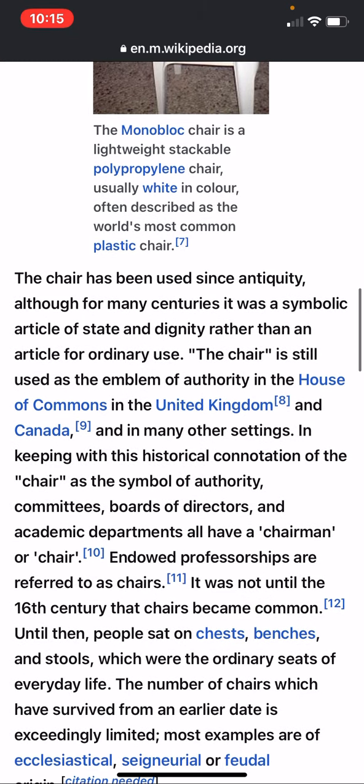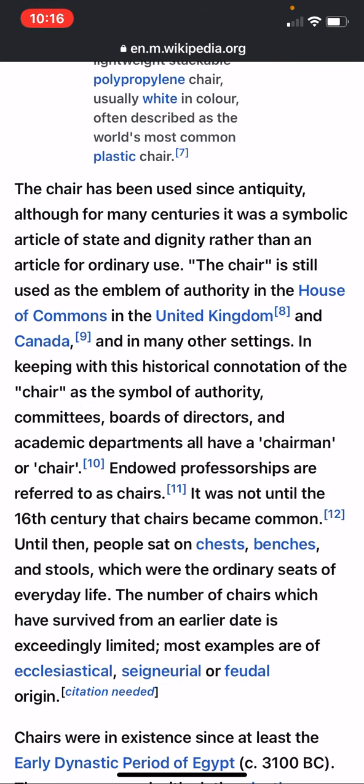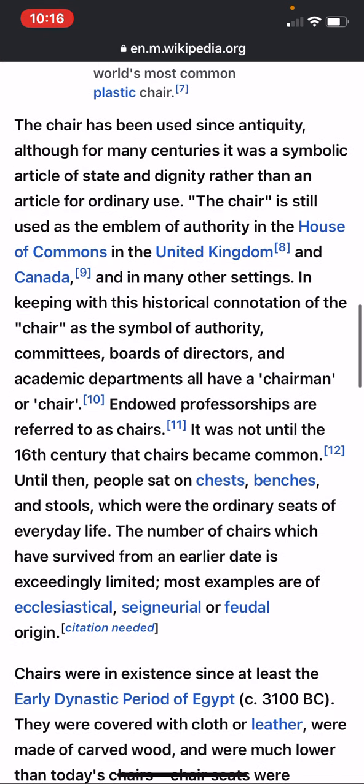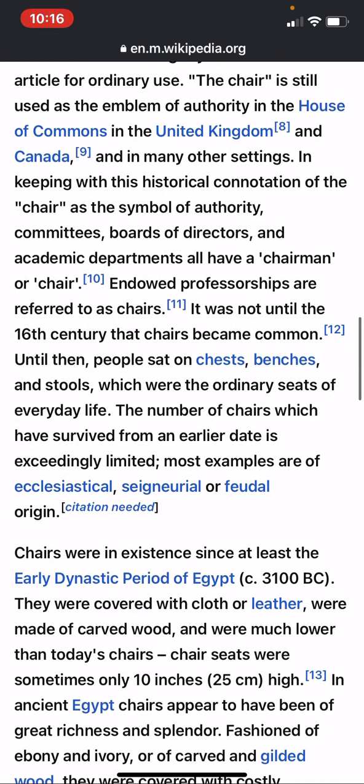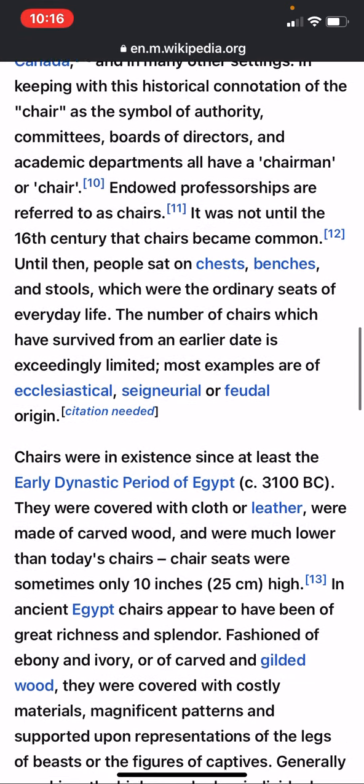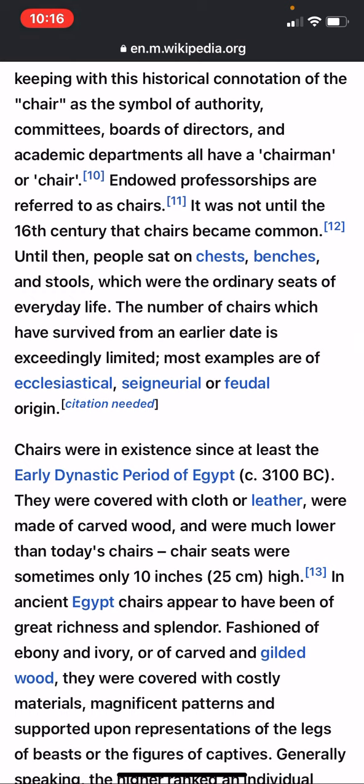The chair has been used for many centuries. It was a symbolic article of state and dignity rather than an article for ordinary use. The chair is still used as an emblem of authority in the House of Commons in the United Kingdom and Canada, and in many other settings in keeping with the historical connotation of the chair as the symbol of authority. Committees, boards of directors, and academic departments all have a chairman or chair. Endowed professorships are referred to as chairs.